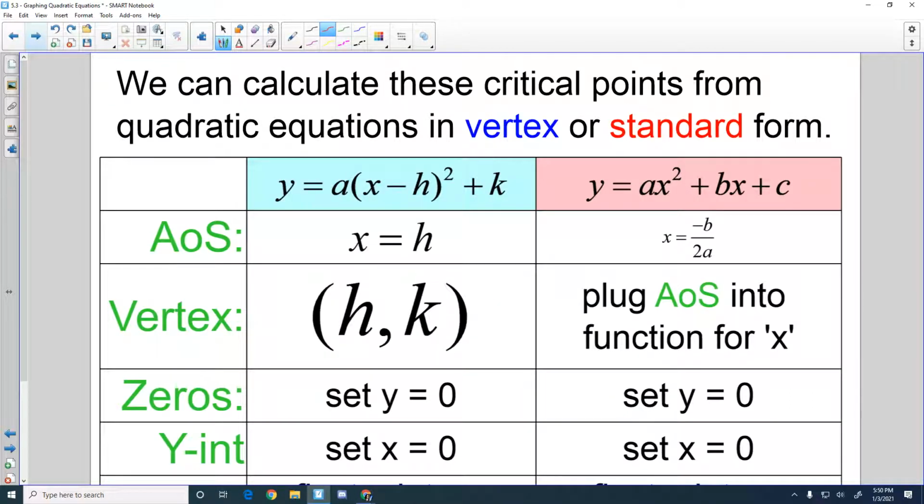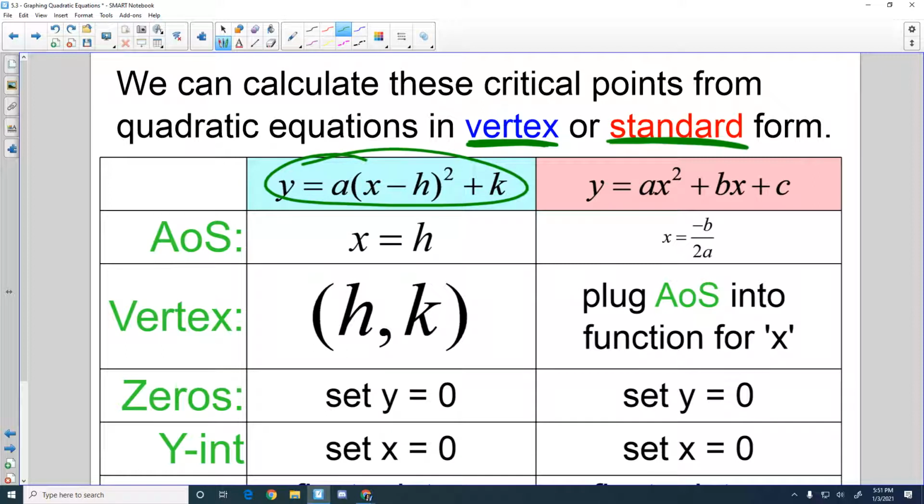Now, I mentioned this earlier in the lesson that we're going to have to first calculate these critical points, and we're going to calculate them from two different forms. We can calculate these when the equation's written in vertex form, which is this right here, the one we were working with on the first target, or standard form, which is the form we're working with on the second learning target of this unit, right?